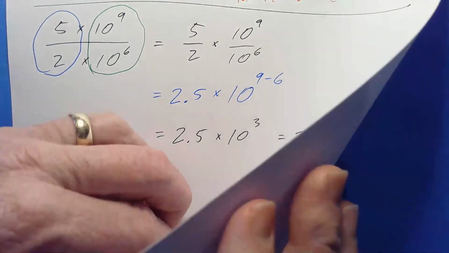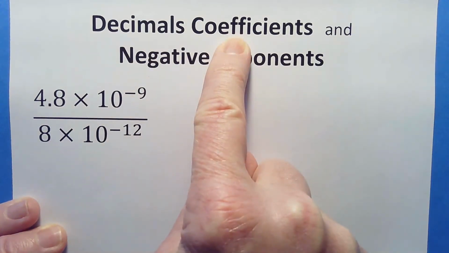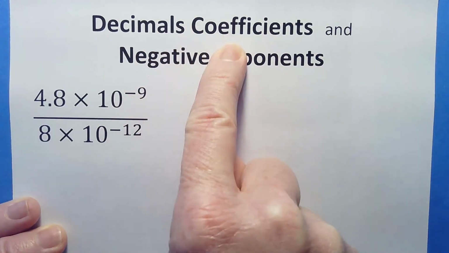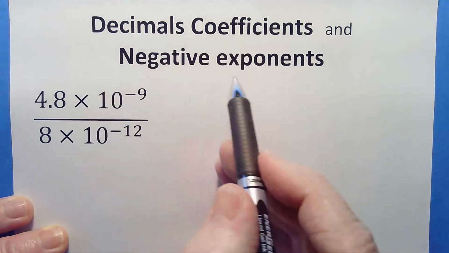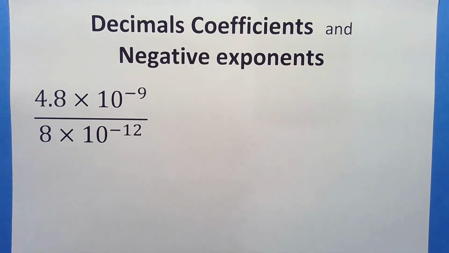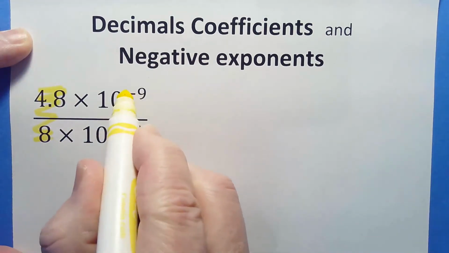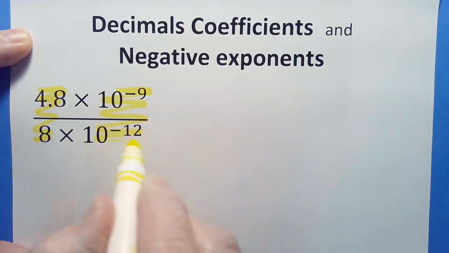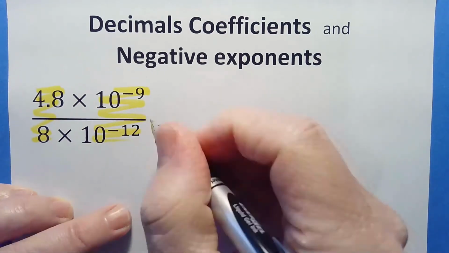Okay, so let's move on. We're just going to do 2 problems today. For our last problem, we're going to look at what happens when the coefficients are decimals. There are decimals in the coefficients. And then what if we have negative exponents? Again, we want to separate it out. So I'm just going to focus on the coefficients, and I'm going to separate out the second part, the exponents.